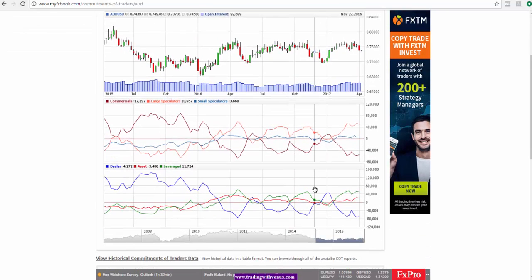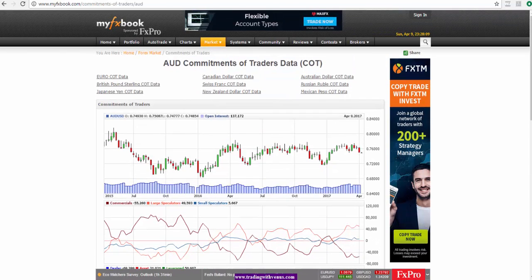Aussie US dollar here, we do see a decrease in the long positions. We have gone from 53,000 long positions to 50,600 long positions. So that's a decrease in long positions, which means this is bearish for Australian dollar.